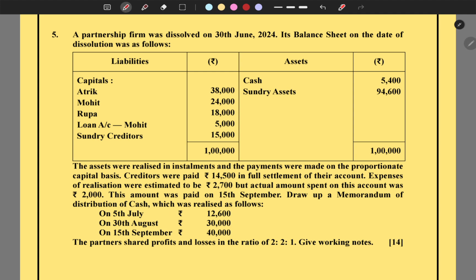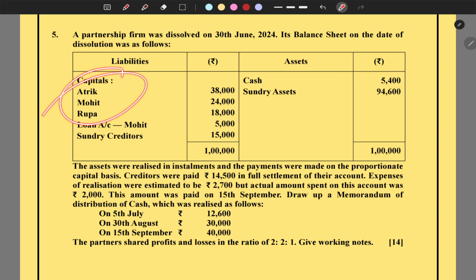The partnership was dissolved on 30th June 2024, and its balance sheet has been given. There are capitals of three partners: Hattrick, Mohit, Rupa. Then a loan account was given. We have to pay 5,000 to Mohit, and the sundry creditors are 15,000. We have a cash of 5,400 and sundry assets of 94,600. So the assets need to be realized, and the liabilities need to be paid off in the first case itself.